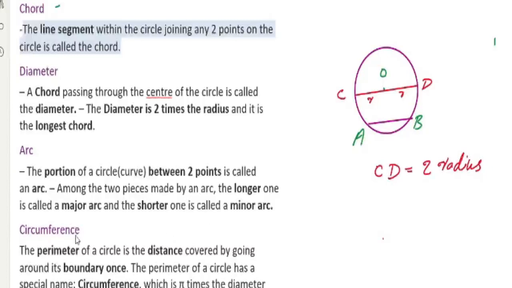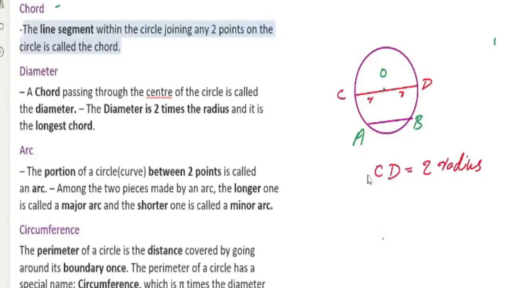Now we will see the circumference of the circle. The perimeter of the circle is the distance covered by going around its boundary once. The perimeter of a circle has a special name. We call it circumference. For finding circumference, we can use pi times the diameter, which is given by the formula 2 pi r. That means circumference equals 2 pi r.